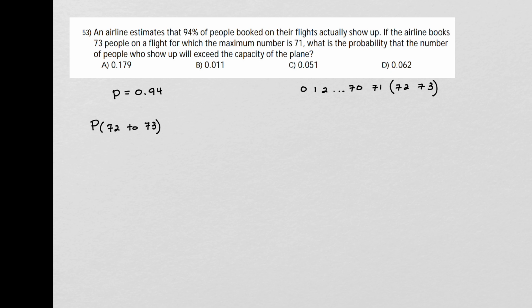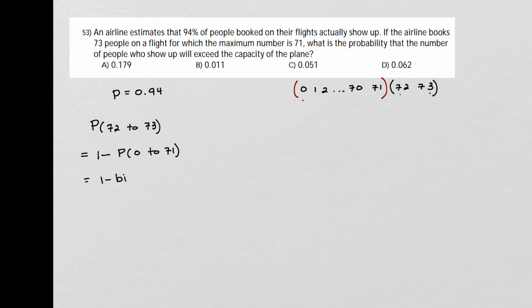And again, we're starting at a number that's not 0. So I'm going to turn this into 1 minus the probability of 0 to 71 successes. Keep in mind that you can't have those 2 groups overlapping. So we want the probability of either 72 or 73 successes. The calculator is going to calculate this from 0 to 71. So we're going to do 1 minus the probability of 0 to 71.